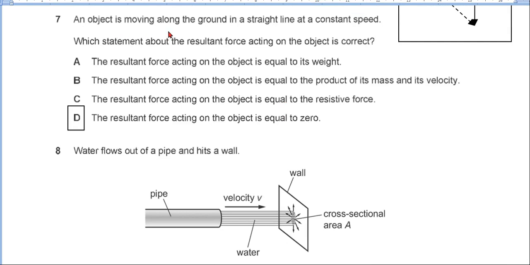An object is moving along the ground in a straight line at a constant speed. Which statement about the resultant force acting on the object is correct? Of course, the resultant force acting on the object is equal to 0.